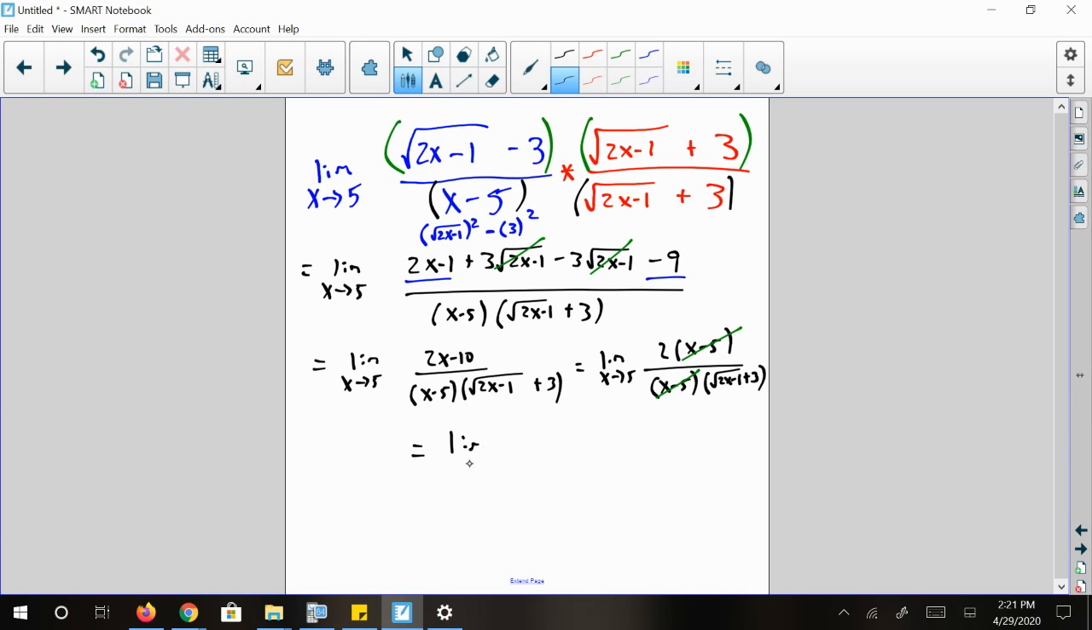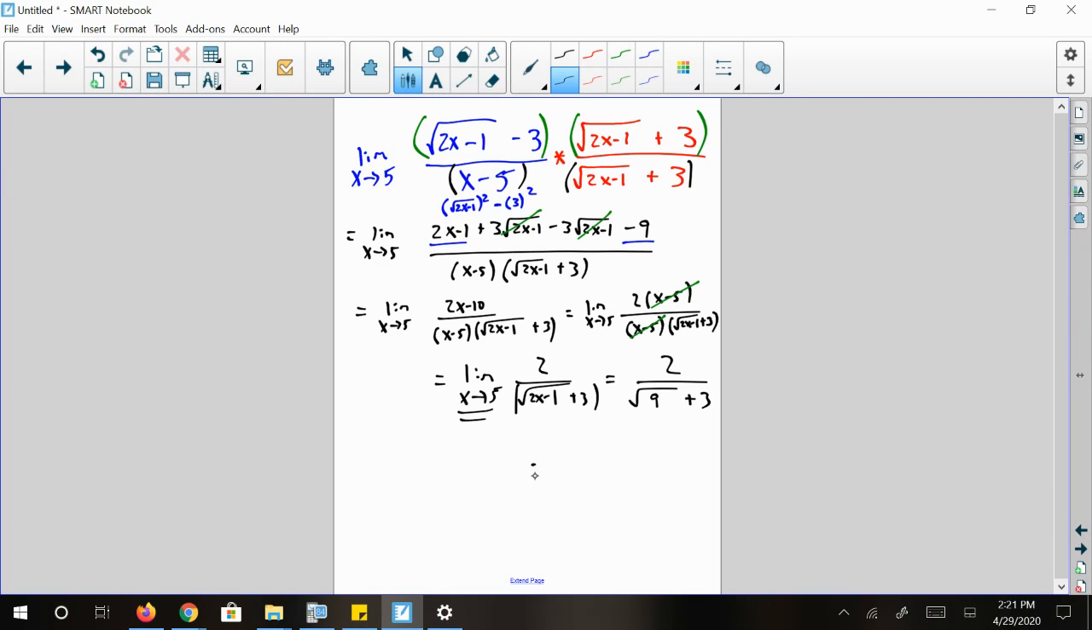Okay? Now when I try direct substitution, and remember, I don't need to write this anymore once I get to this step. Now I'm left with 2 over the square root of 2 times 5 is 10, minus 1 is 9, plus 3. The square root of 9 is 3, so 3 plus 3 is 6. And 2 over 6 simplifies down to 1/3. Okay? So the limit as x approaches 5 of this function right here ends up, when I'm done, becoming just 1/3.